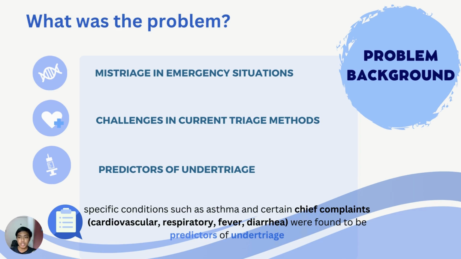So in this part, we have addressed the difficulties faced by medical staff in making quick and accurate decisions, particularly during mass casualty incidents, which can lead to error. And last, predictors of under-triage. So in this part are specific conditions such as asthma and certain chief complaints. The chief complaints, cardiovascular, respiratory, fever, and diarrhea, are commonly found as the predictors of under-triage.